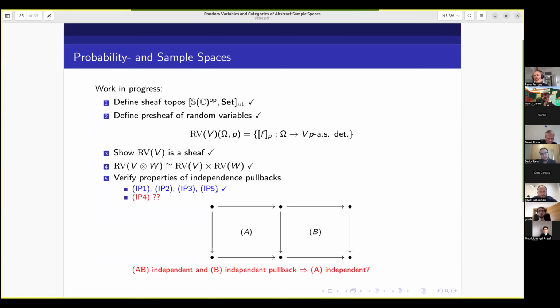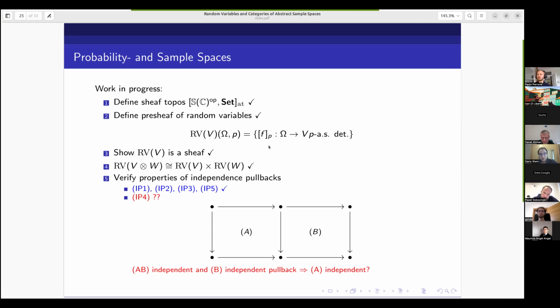And then we replicate the story abstractly. We define the sheaf topos that works. We define a presheaf of random variables. This is what you expect, but using the abstract notion of P-almost-sure determinism. And we show it's a sheaf, and that goes through. We can show a bunch of stuff like that. It's Cartesian, that goes through.